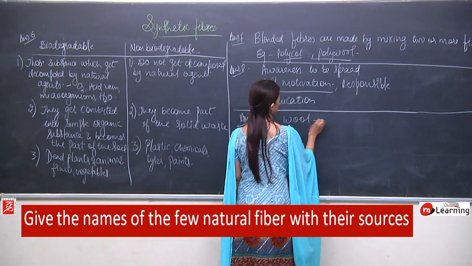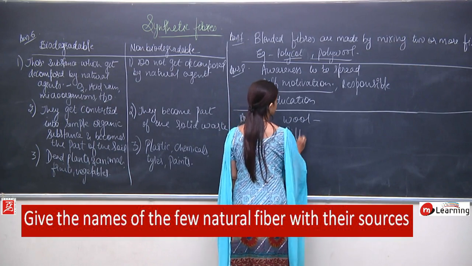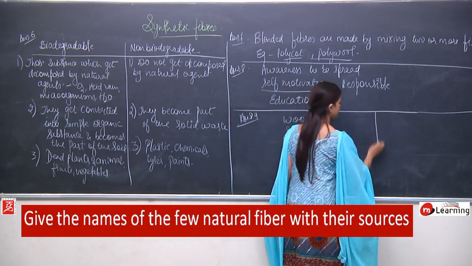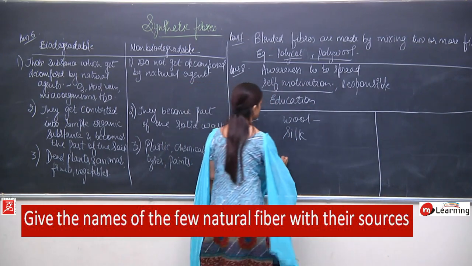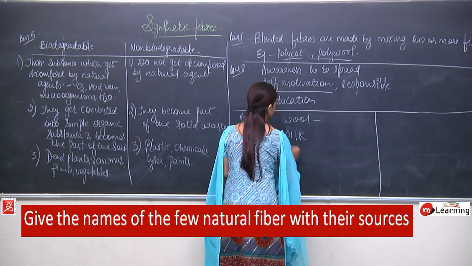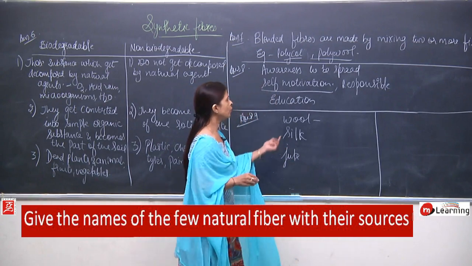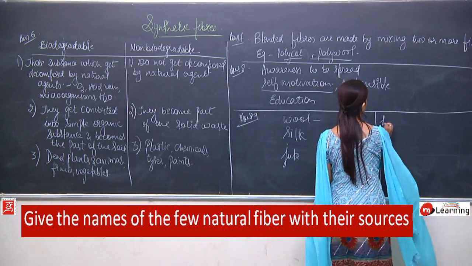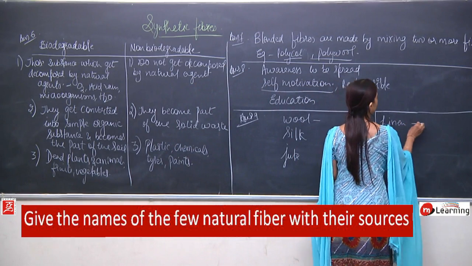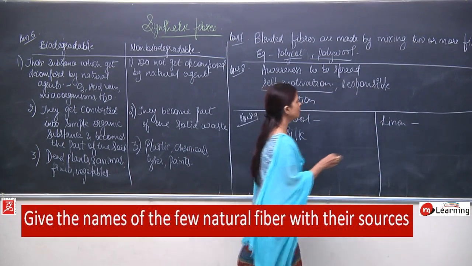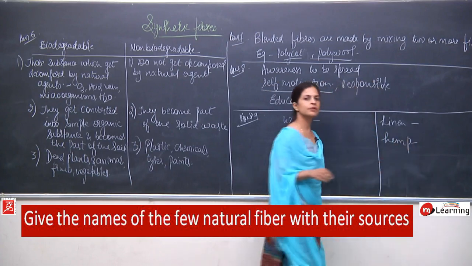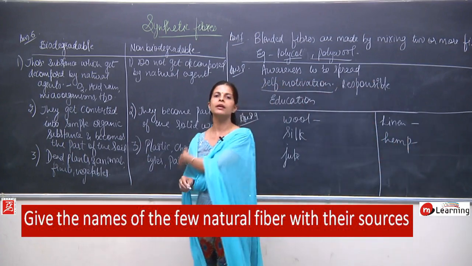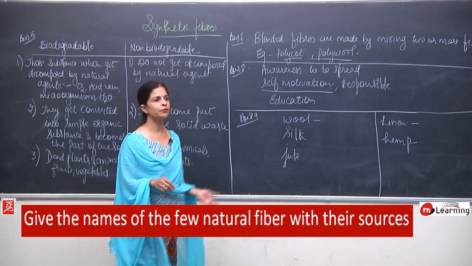We get wool from nature, we get silk from nature. Yes, then what else do we get? We get jute from nature. Then again we also get linen from nature. Even hemp we get from nature. So these are all the fibers which we get from nature. These are not made artificially. These are not man-made fibers.